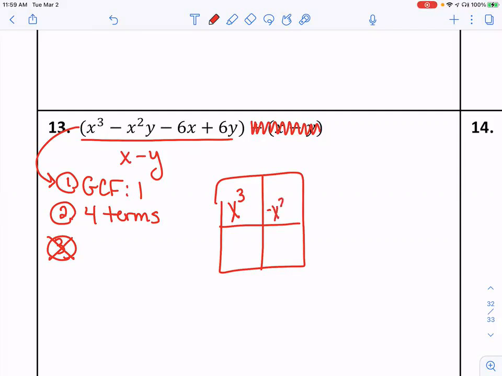As long as the 6y ends up here, and as long as the x cubed ends up there, the other two don't matter. Always make sure this goes top left. Always make sure that goes bottom right.